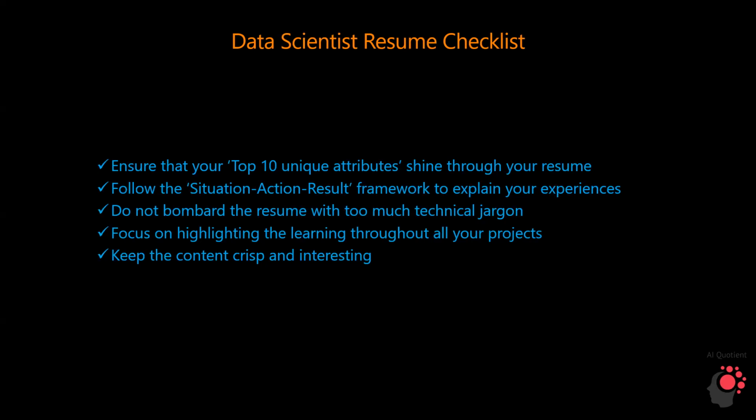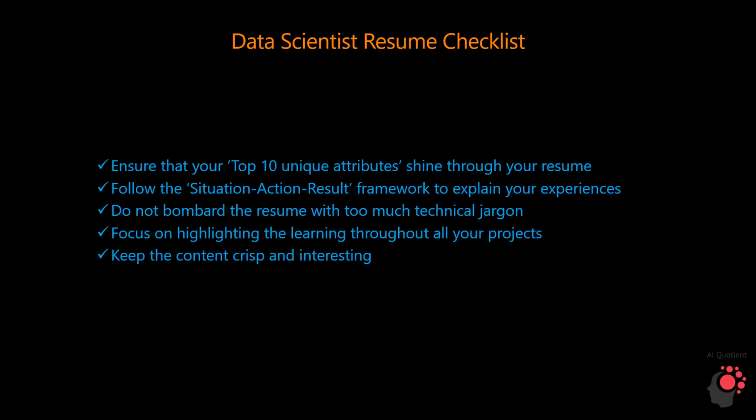Right? Now comes the checklist. Now that you know how to have a theme, a story in your resume, as we discussed in the first part, you also know how to avoid these mistakes. The final step is, whenever you're preparing your resume for a particular job, always ensure that the top 10 unique attributes, according to you, shine through in the resume.